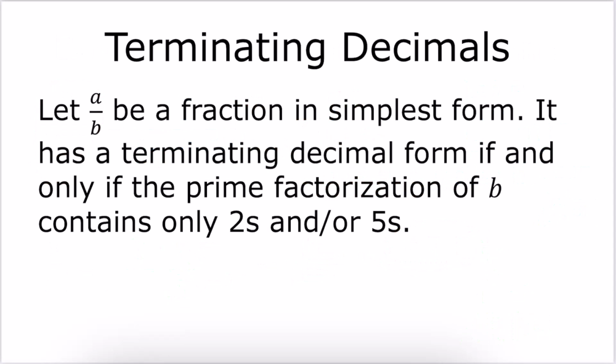But one of the theorems in this lesson is that if you have a fraction, a over b, that's in simplest form. So it is important that it's reduced and in simplest form. But it will have a terminating decimal form if and only if the prime factorization of the denominator b contains only 2's and or 5's. So if it has any other prime numbers in the prime factorization of the denominator, then it will have a repeating decimal form, but it will not have a terminating decimal form.